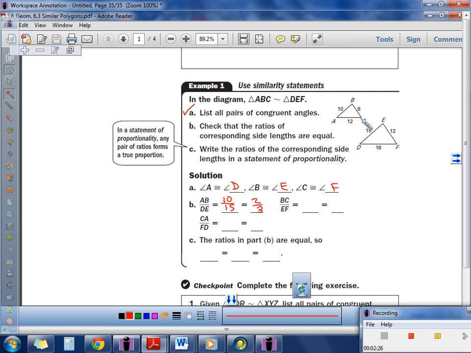So then we can look at BC, which is 8. EF is 12. Is it 2/3? Yep. The last one is CA, which is 12. And FD, which is 18. And that's also 2/3.